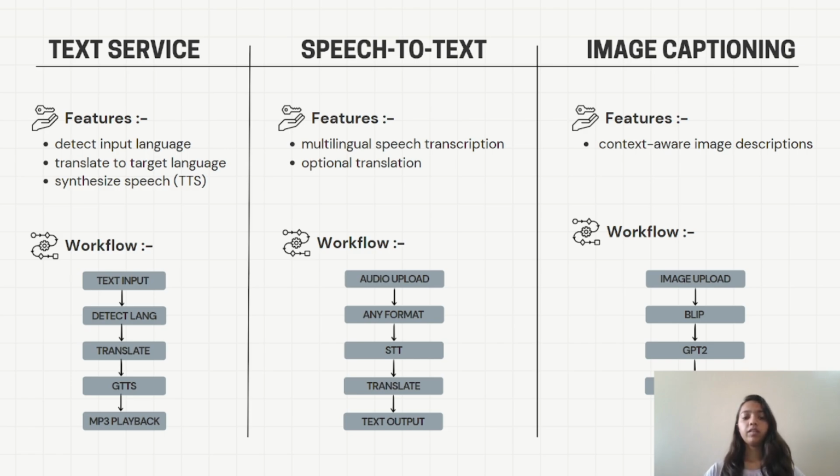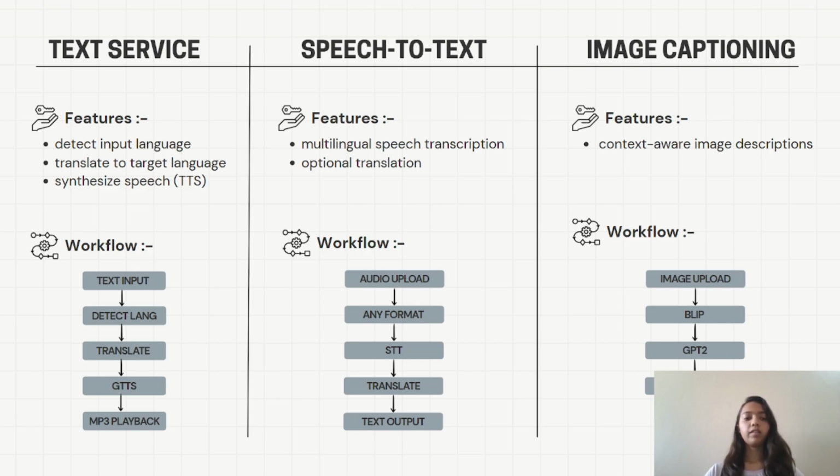Moving to the first service, which is the text service. It combines translation and text-to-speech conversion. It auto-detects the input language, translates it to the target language chosen by the user, and converts it into speech using Google text-to-speech. So this is the workflow of the text service.